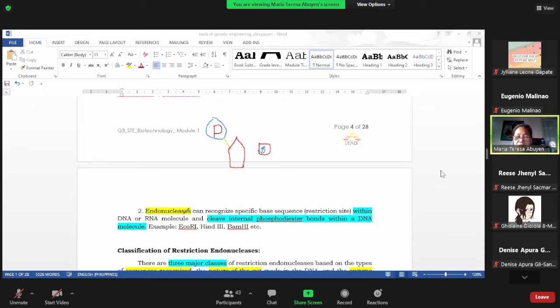Now, the endonuclease cuts this part here of a nucleotide in a DNA molecule. So it cuts the bond that connects phosphate to sugar. That bond is called the phosphodiester bond.